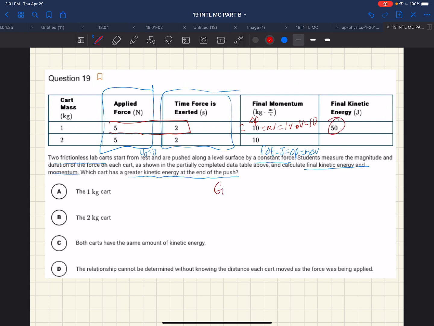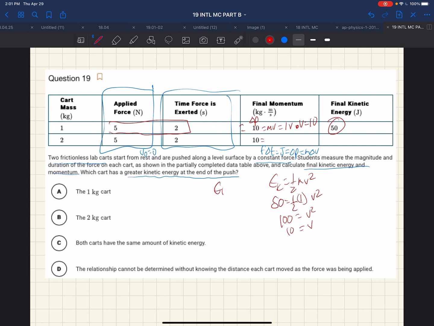And we can actually work backward if we wanted. We could say the kinetic energy is 1/2 mv squared. The kinetic energy is given as 50, 1/2 of the 1, the v squared. What would that be? Well, 100 is v squared, and v is 10. So we could work forward or backward to find out that velocity is 10. Next, we must work forward.